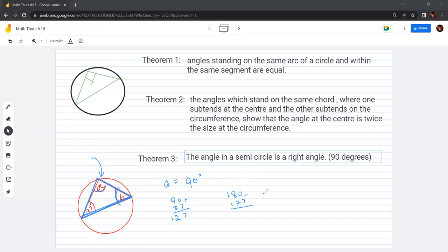Right, so let's see this one. So 10 minus 7, that will be 3, 7 minus 2 is 5. So that means that B will be 53 degrees. Right, so besides the theorem, you have to use your regular rules as well.